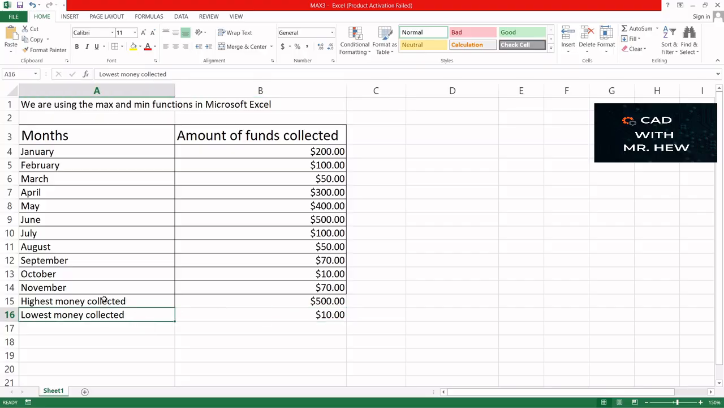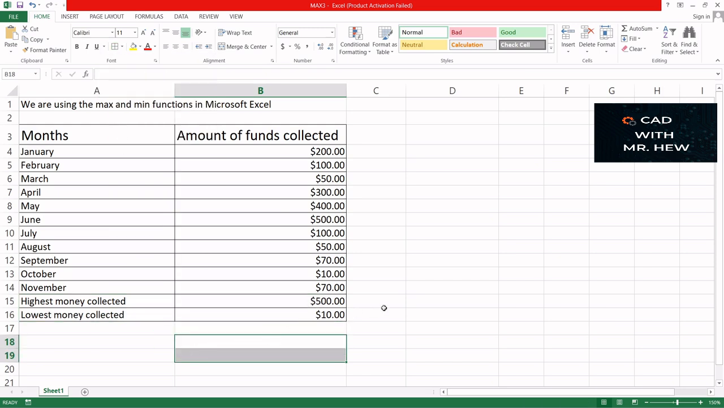So if we wanted to put the borders around it, we will block these four cells from A15 to B16, and we would come up to the ribbon, where the home tab on the ribbon, we'll go to the font. Then we come to borders and we select all borders, and we would have completed our use of the min and max function to find the highest money that was collected and the lowest money that was collected over the period beginning in January to November.